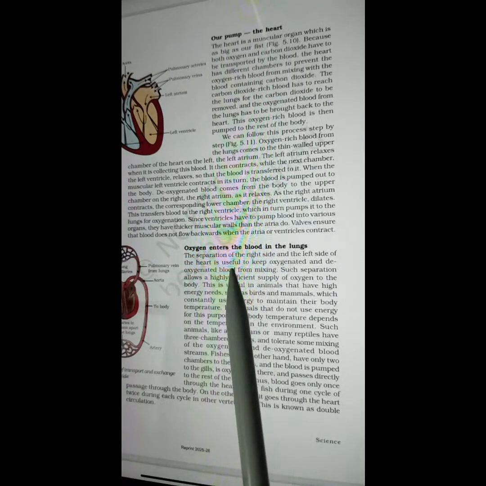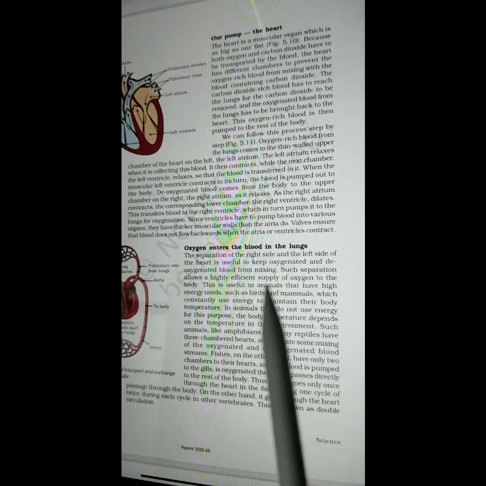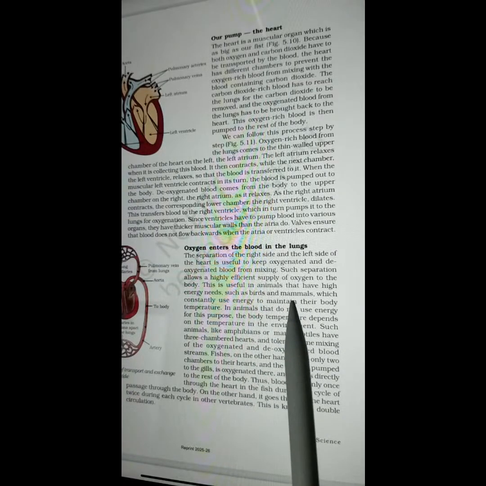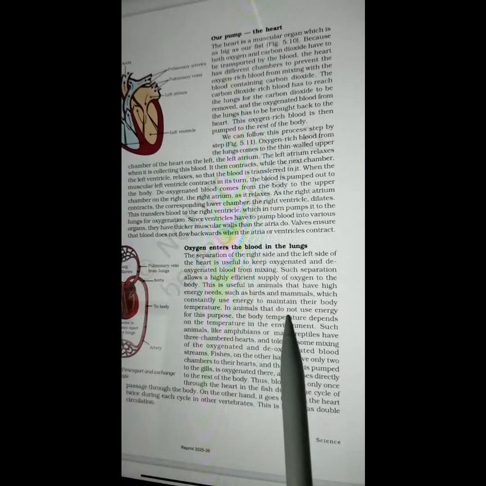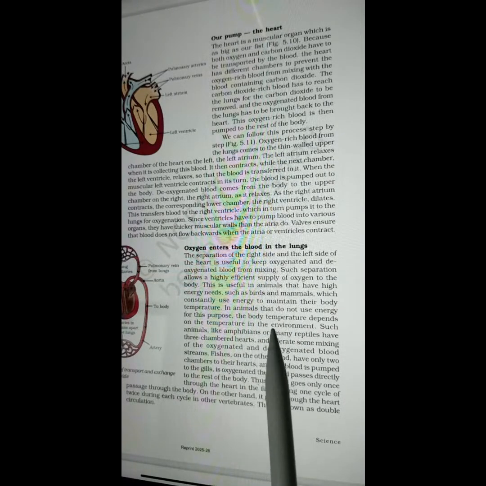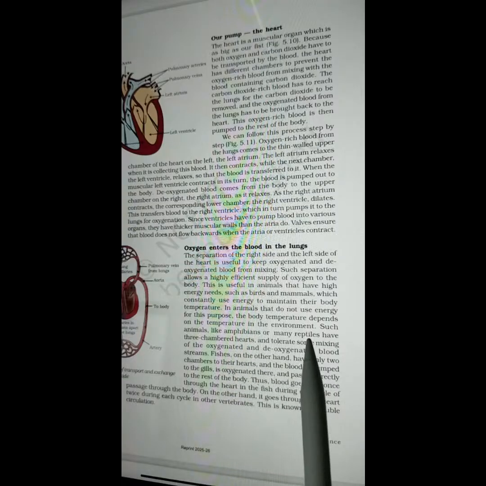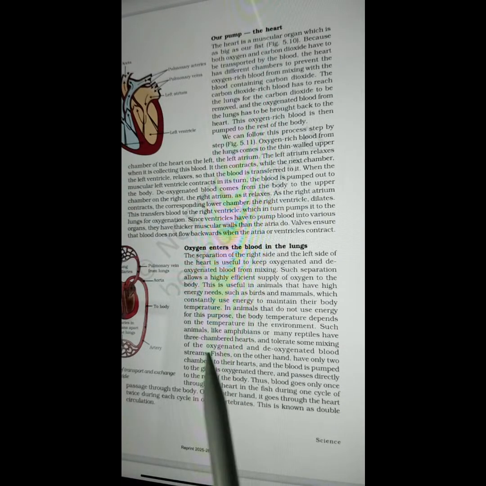Oxygen enters the blood in the lungs. The separation of the right side and the left side of the heart is useful to keep oxygenated and deoxygenated blood from mixing. Such separation allows a highly efficient supply of oxygen to the body. This is useful in animals that have high energy needs, such as birds and mammals, which constantly use energy to maintain their body temperature. In animals that do not use energy for this purpose, the body temperature depends on the temperature in the environment. Such animals, like amphibians or many reptiles, have three chambered hearts and tolerate some mixing of the oxygenated and the deoxygenated blood streams.